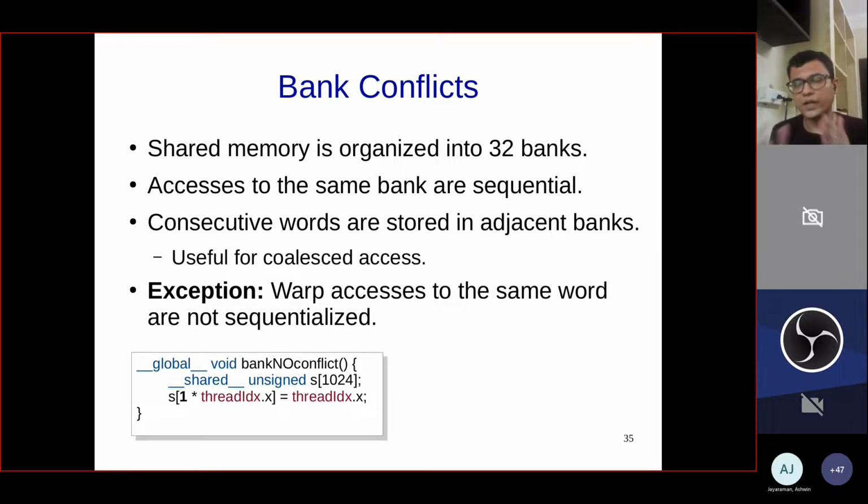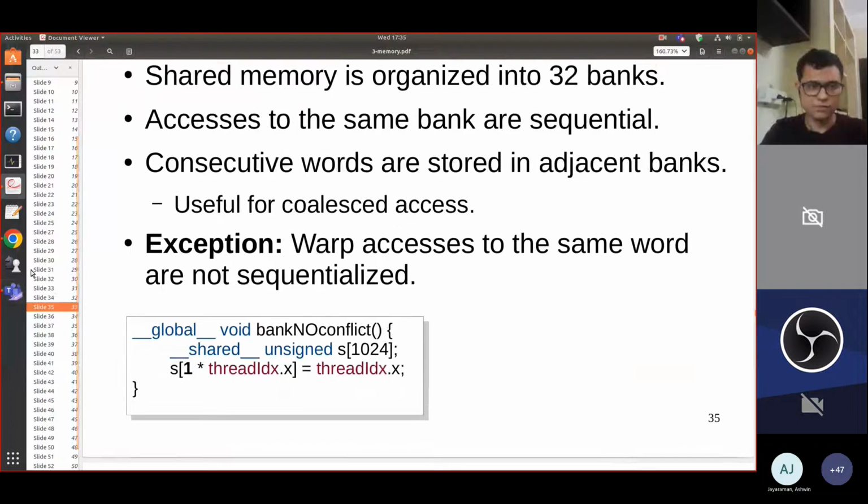Bank conflict only occurs in the case when we have sequential accesses. So accesses to the same banks are sequential. In that case only we'll have bank conflict. If accesses are not sequential, as is the case in this exception, then there is no bank conflict actually. So I hope you are getting it.